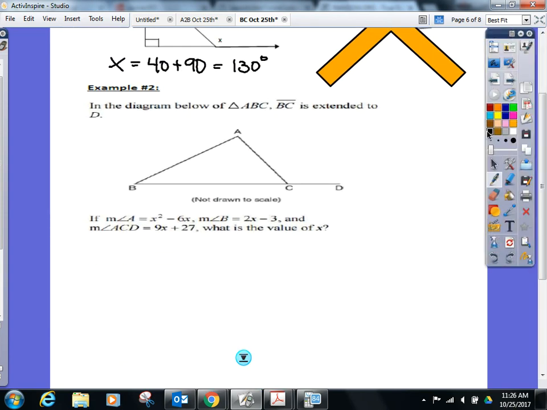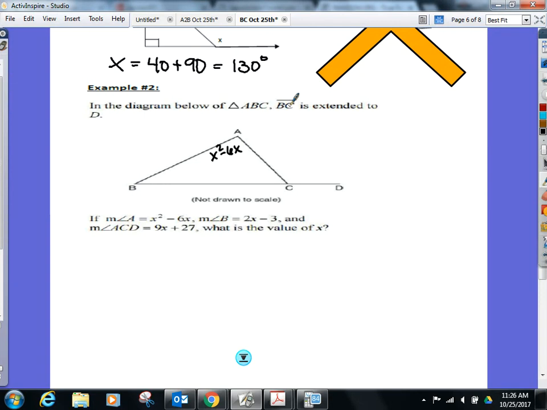All right, so go ahead, label your angles. Angle A, angle B, angle ACD. I know some of you are getting nervous already because you see an x squared. I would be getting nervous too. Angle A is x squared minus 6x. Angle B is 2x minus 3. Everyone see where ACD is? That's an exterior angle I'm giving you there. Make sure we label it correctly, ACD.